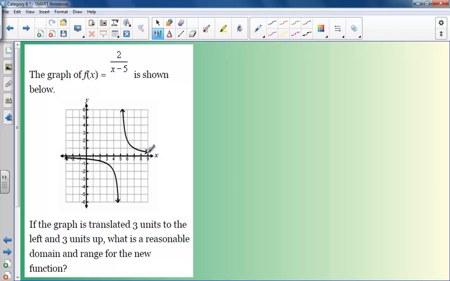So if I have this graph right here, right now my center is right here, because my h, k are going to guide how this moves. It's translated 3 units to the left and 3 units up. So I'm going to go 3 to the left and 3 up. So my new graph is going around this point here.